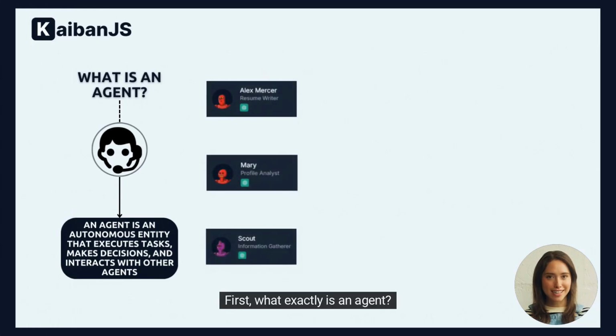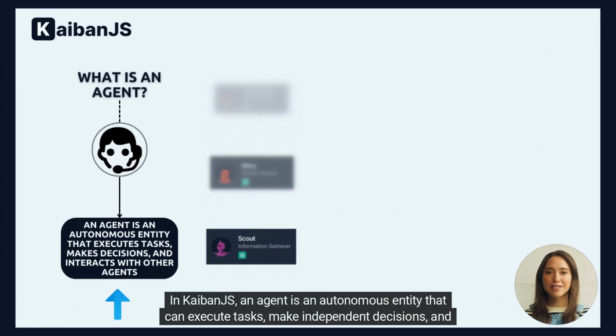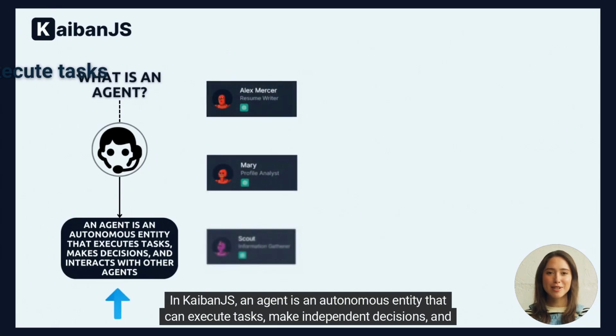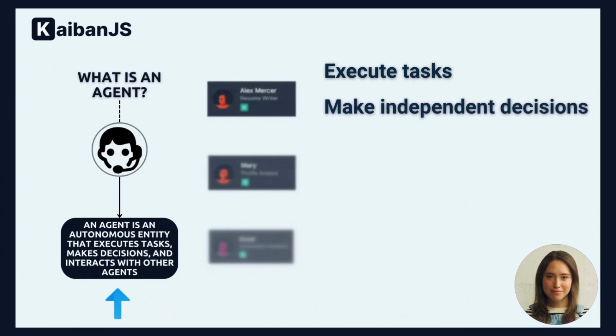In today's video, we'll be diving into one of the core concepts of KaibanJS, agents. First, what exactly is an agent? In KaibanJS, an agent is an autonomous entity that can execute tasks, make independent decisions, and even interact with other agents.